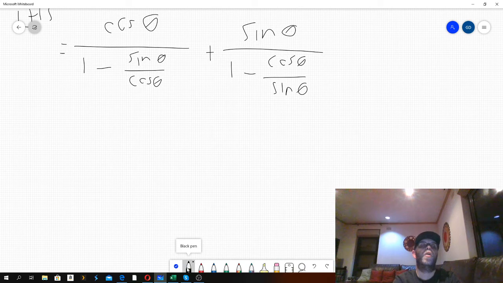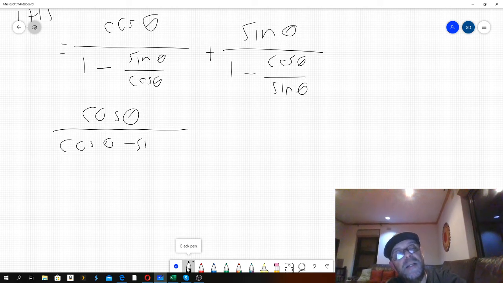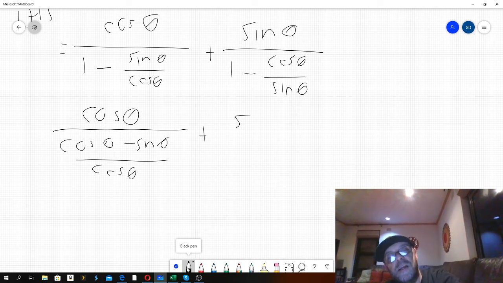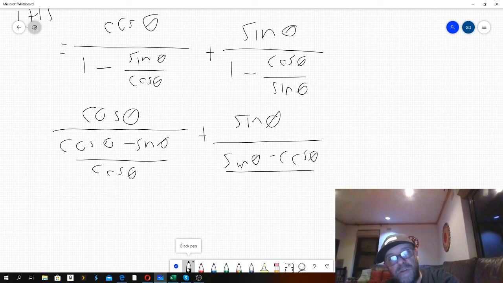So, common denominator for the first one is cos, so I end up with cos theta over cos theta minus sine theta all over cos theta. Here I'll have sine theta at the top, and then the common denominator is sine theta, so I'll have sine theta minus cos theta over sine theta.